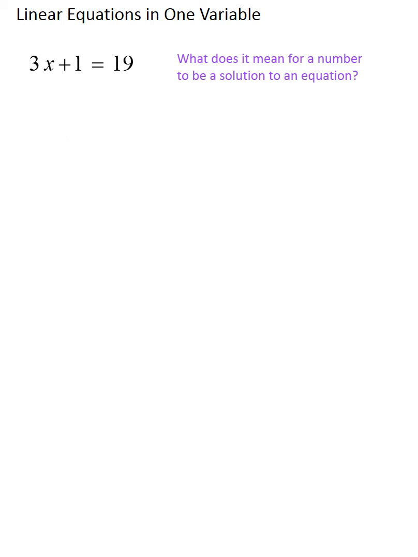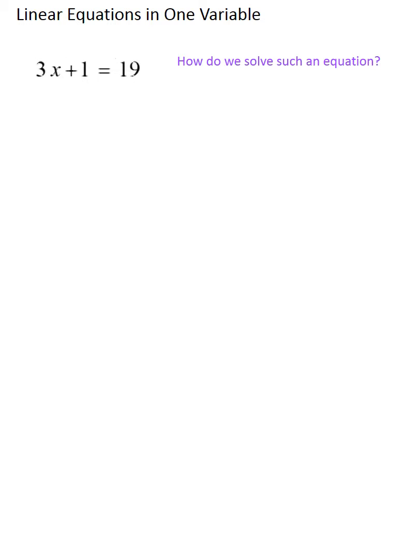So we can see that there are certain x values that make equations true, and there's certain x values that make them false. For a number to be a solution, we're specifically looking for the numbers that make the equation true. But you don't want to guess. You'd rather have an algebra strategy that you can count on. So how do we solve such an equation?